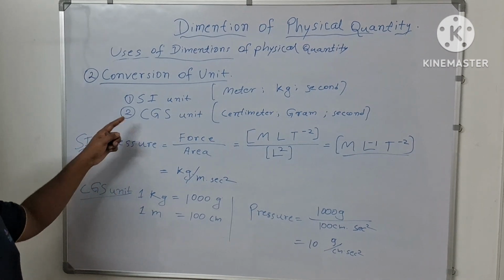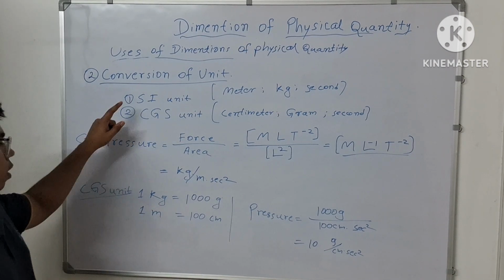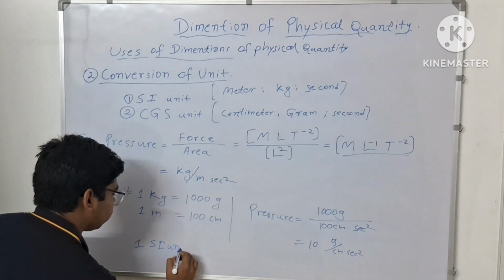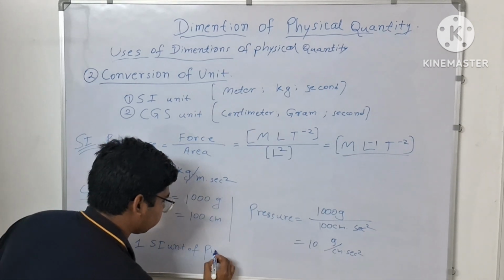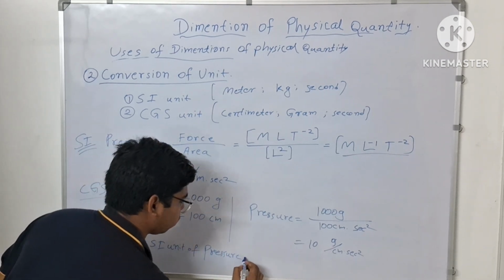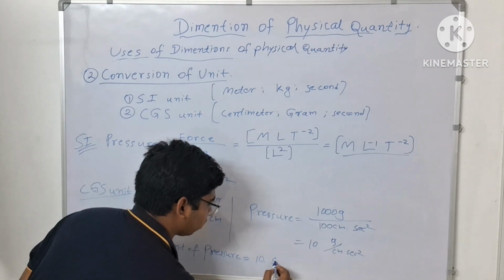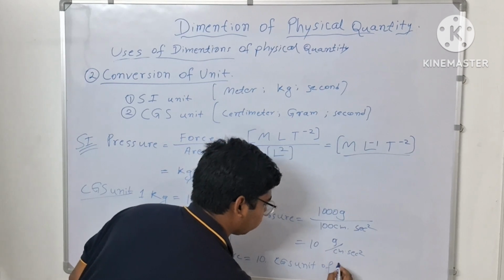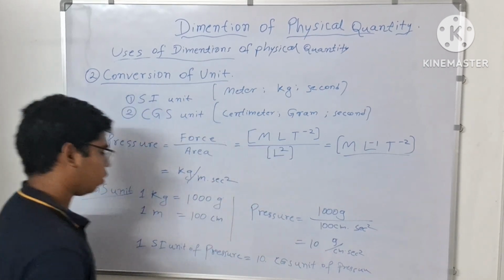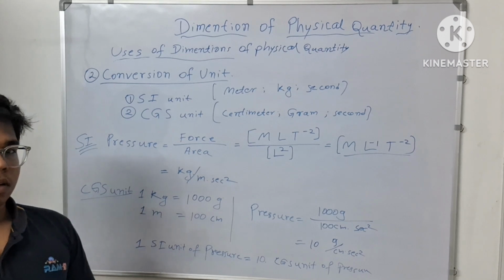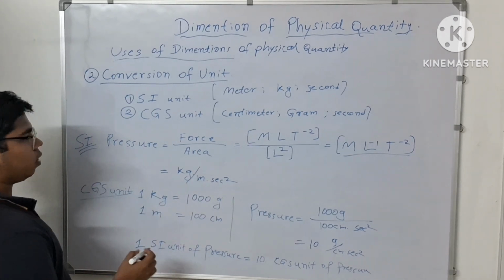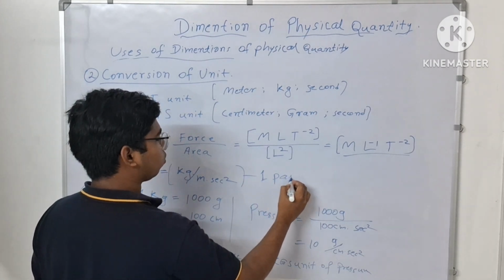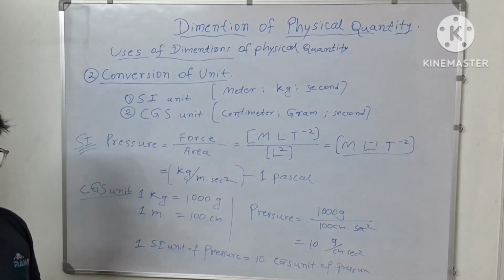So which is the larger unit? SI unit, because 1 SI unit of pressure is equal to 10 times the CGS unit of pressure. Also in SI unit, pressure is known as Pascal. This is the unit of pressure.